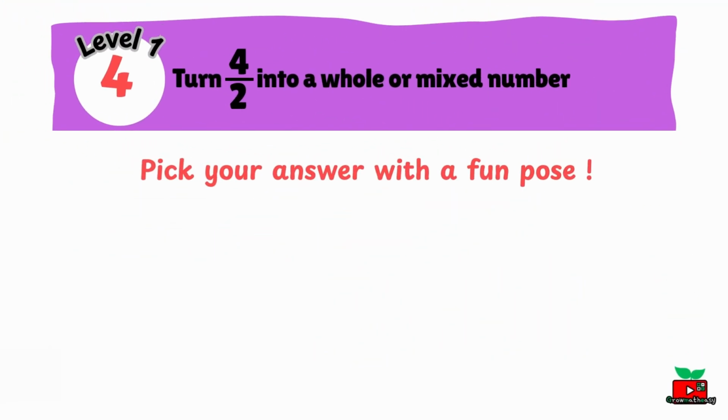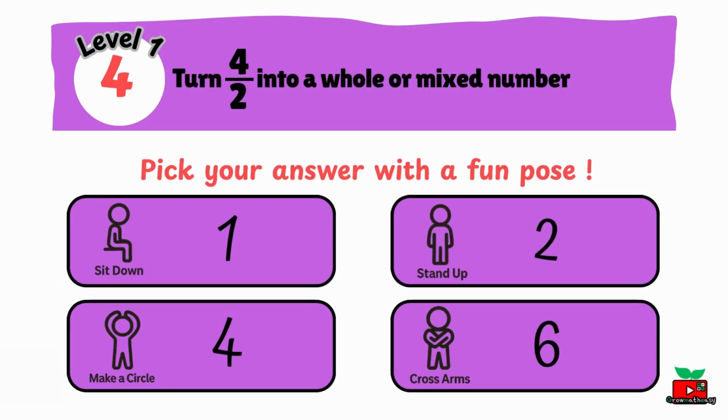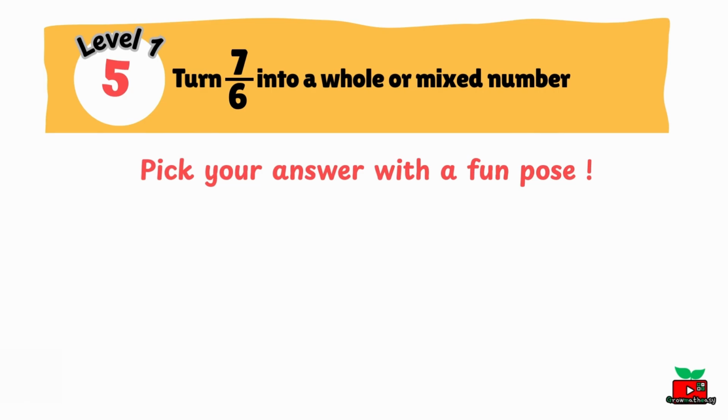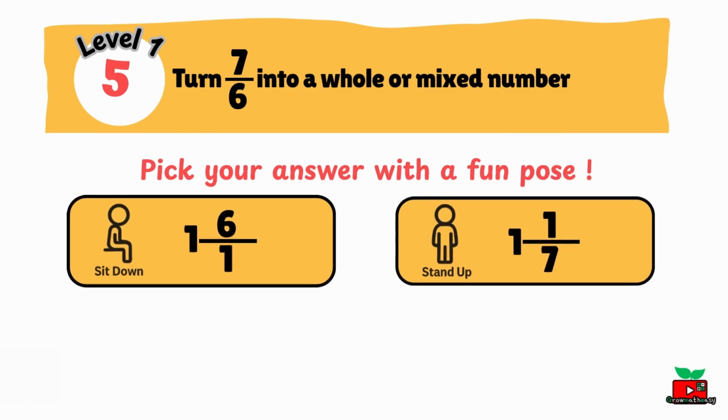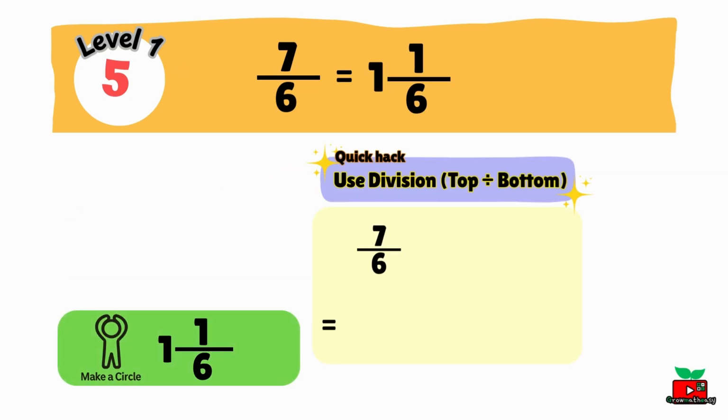Turn 4 halves into a whole or mixed number. Two. 4 halves equal 2. Turn 7/6 into a whole or mixed number. One and 1/6. 7/6 equal 1 and 1/6.